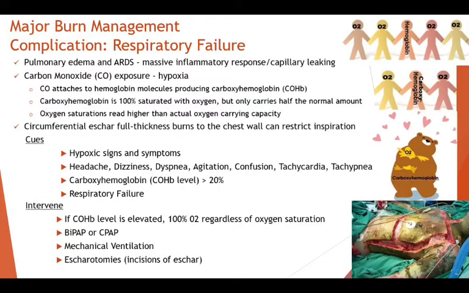The other problem is later on, respiratory failure. A massive inflammatory response happens after every major burn. A lot of burn patients end up with pulmonary edema and ARDS due to a massive inflammatory response, capillary leaking to the lungs. Airway burns or smoke inhalation can cause carbon monoxide poisoning.